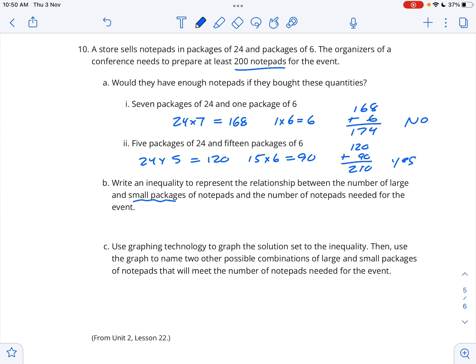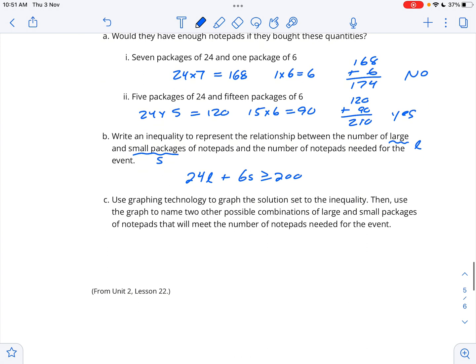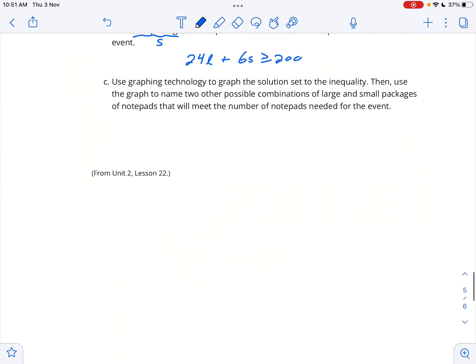So I'm going to say that for the small packages, I'll use S, and large packages, I'll use L. And so the inequality would be 24L plus 6S needs to be greater than or equal to 200. In part C, use graphing technology to graph the solution set to this inequality. Then use the graph to name two other possible combinations of large and small packages of notepads that will meet the number for this event.